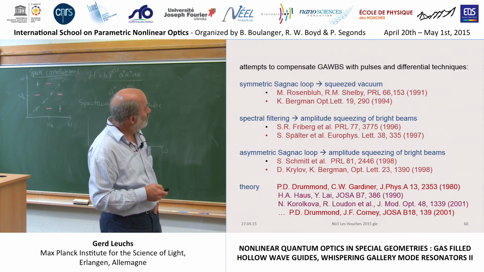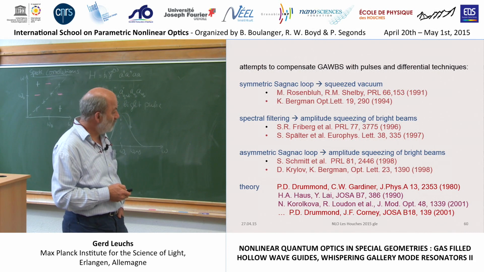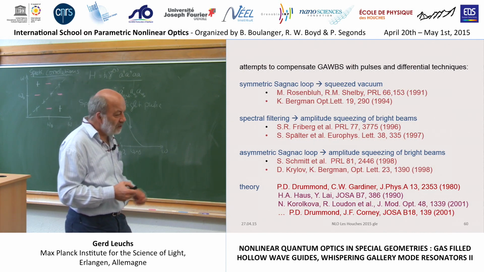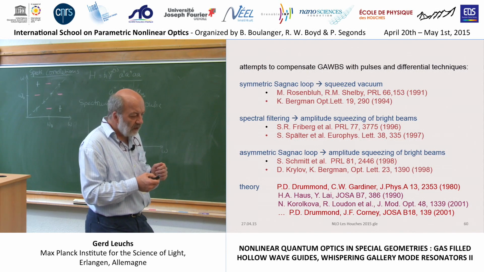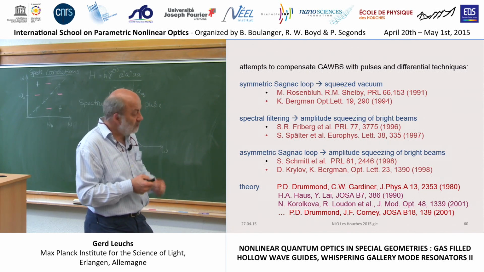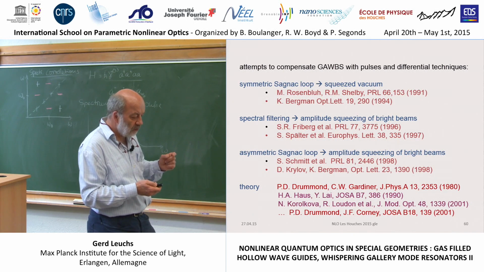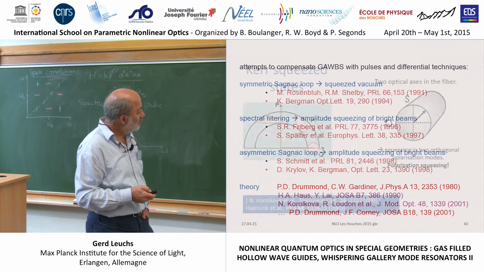Okay. So there have been many attempts to compensate GAWBS with pulses and different techniques. So there's theory. This asymmetric Sagnac loop is what I showed you before. And one idea is to have pulses, a differential technique so that the phonons, the acoustic noise, is handled differentially, because if the two pulses propagate through the fiber with a short time difference, then they're not so susceptible to that acoustic noise. So one can play around with this.